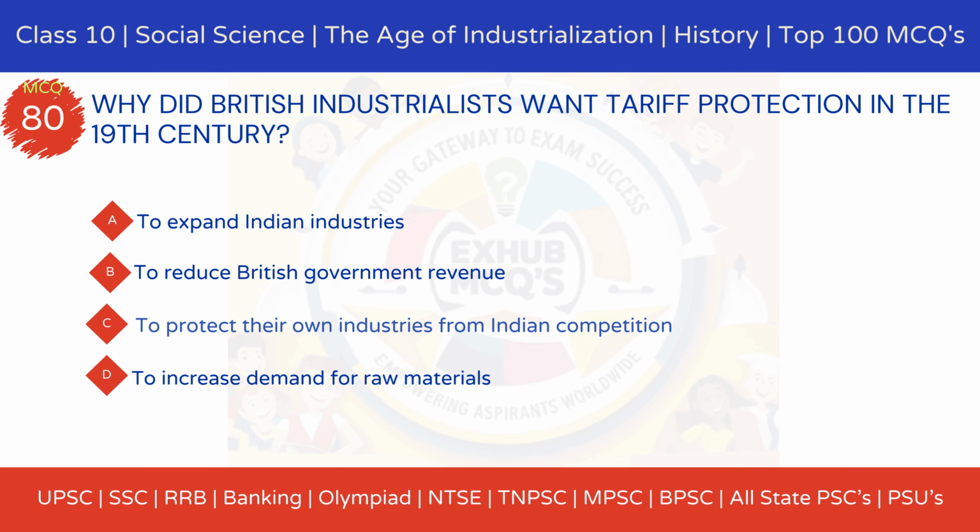MCQ 80. Why did British industrialists want tariff protection in the 19th century? Option A. To expand Indian industries. Option B. To reduce British government revenue. Option C. To protect their own industries from Indian competition. Option D. To increase demand for raw materials.